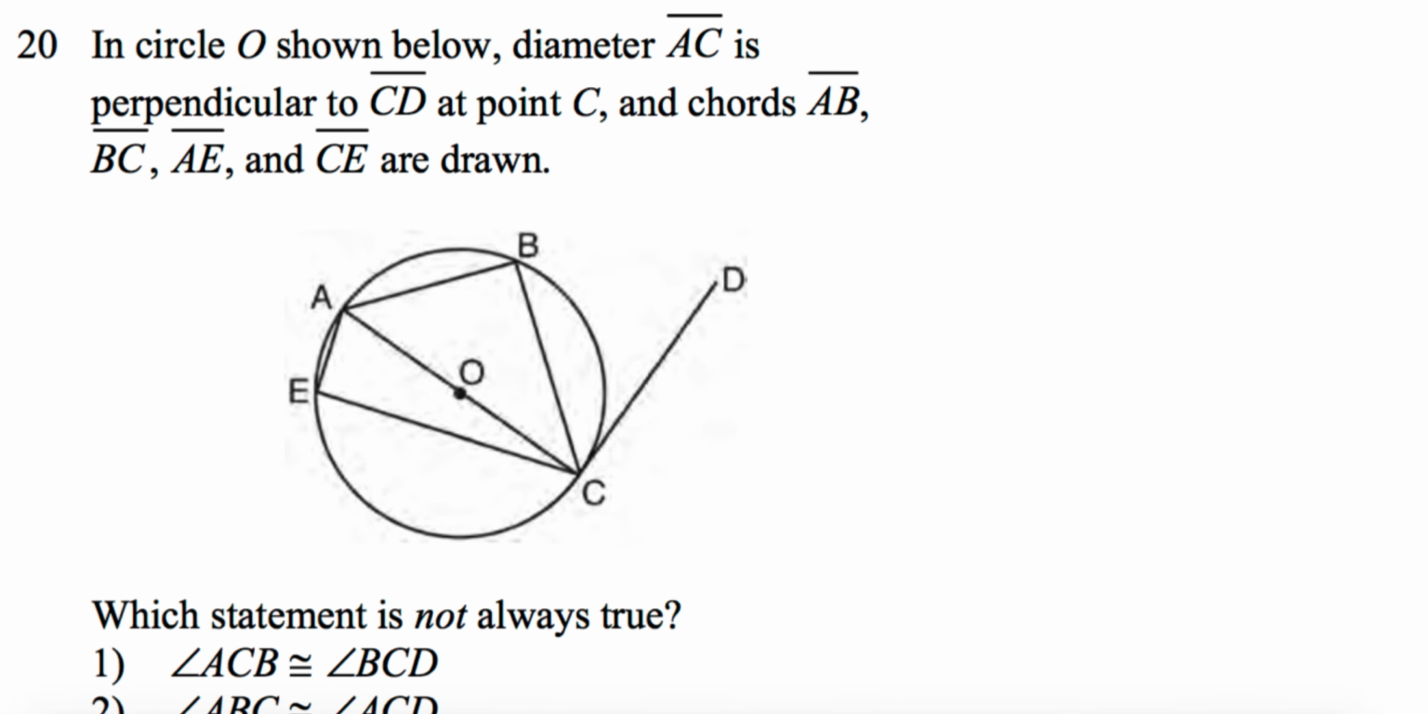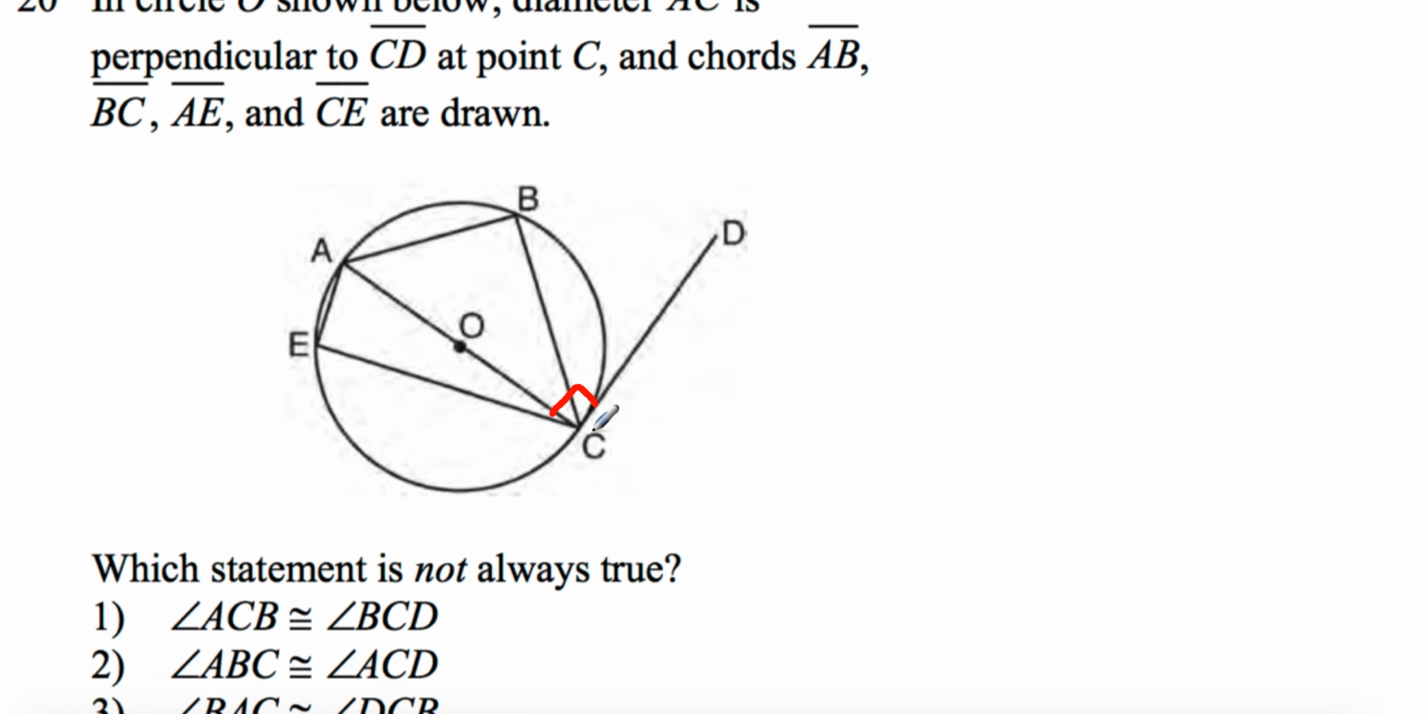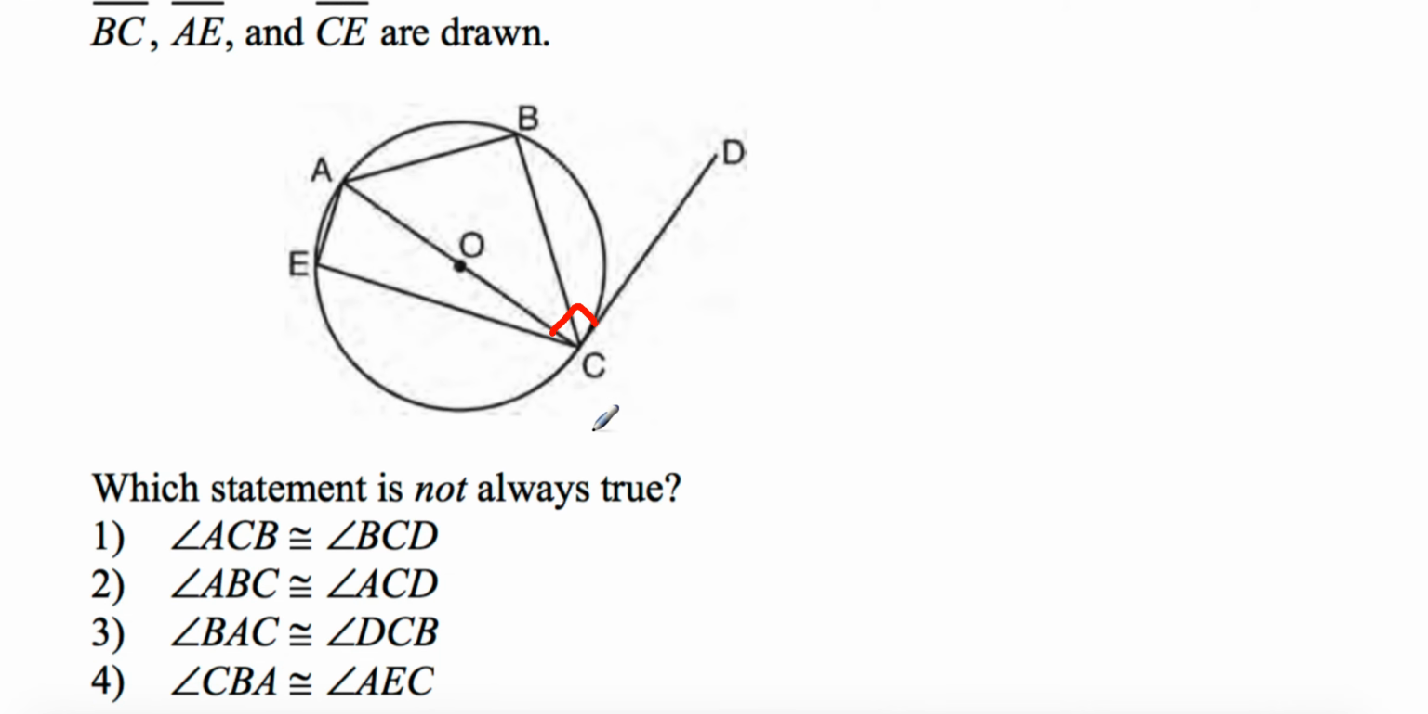Number 20. AC is perpendicular to CD, so they mentioned it over here. And then which statement is not always true? ACB, which is this angle, is that congruent to BCD? Are these two angles congruent? No, not necessarily. So therefore, the first one is the answer because they're not always equal to each other.